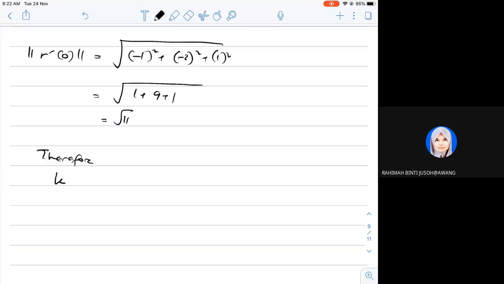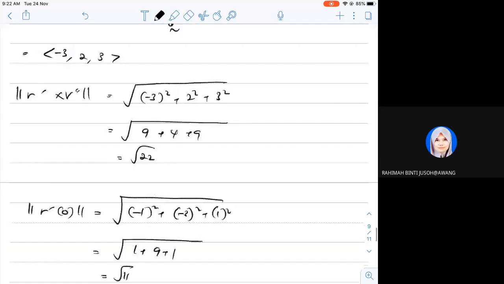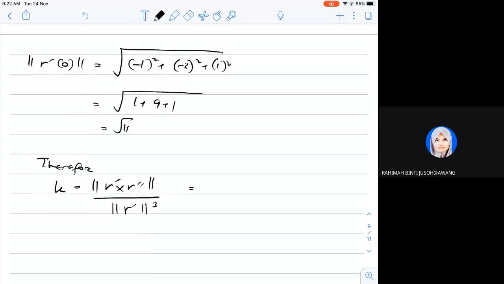Okay, therefore the curvature equals to, okay, magnitude of r prime cross r double prime over magnitude of r prime cubed. Okay, so we will have equals to square root 22 over square root of 11 to the power of 3. Okay, so that's the answer.